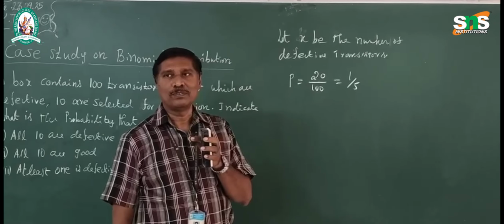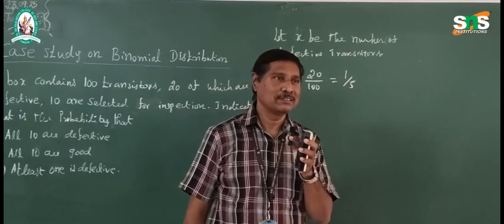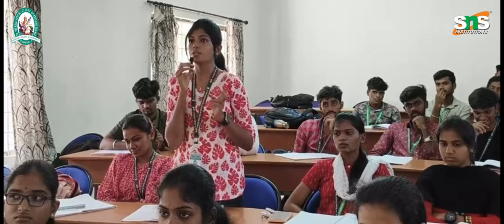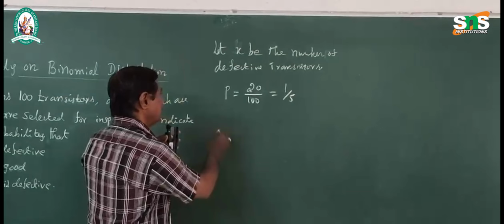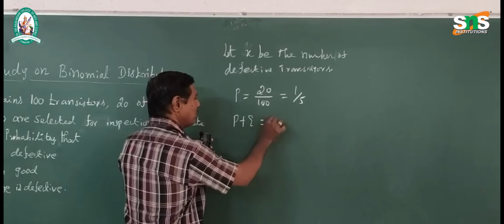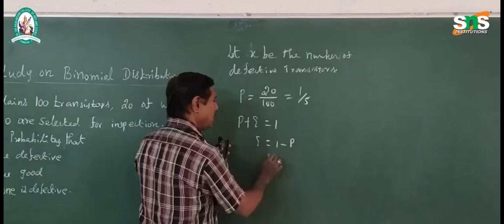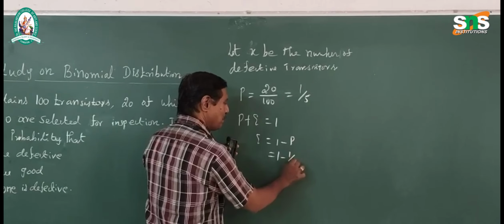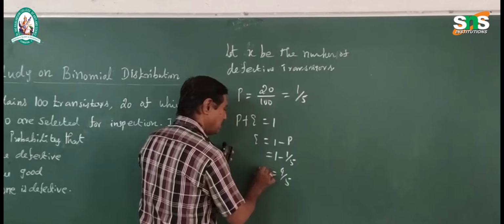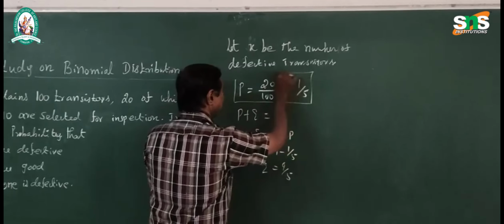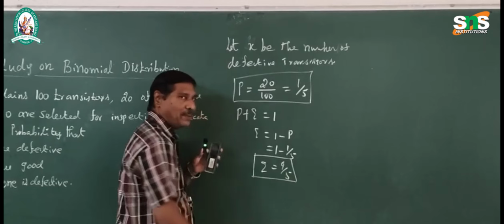Still we need the q value. So how do we calculate q? P plus q is equal to 1, where p is possible and q is impossible. So q is equal to 1 minus p. We already have p as 1 by 5, so 1 minus 1 by 5, the answer is 4 by 5. So p is 1 by 5 and q is 4 by 5.